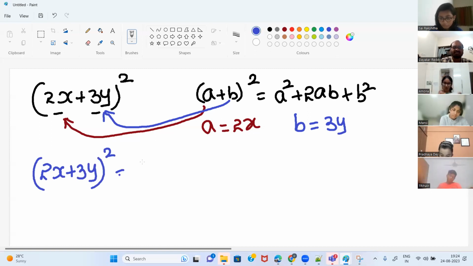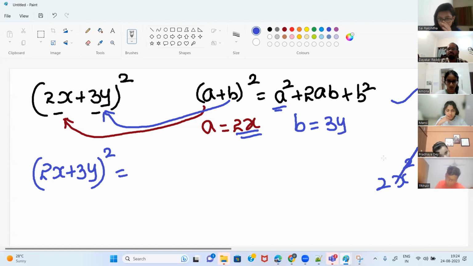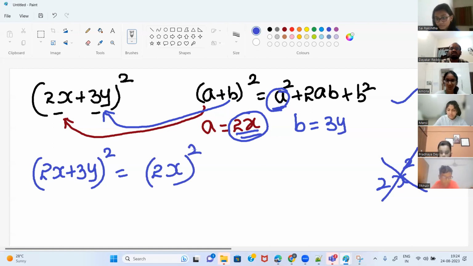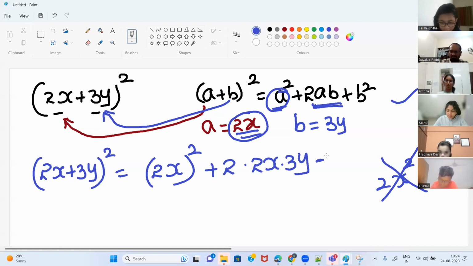Now, 2x plus 3y whole square. What is the identity? We decided that a plus b whole square is a square plus 2ab plus b square. A square means what is a here? 2x. People will write like this, 2x square. This is absolutely wrong. Square is for whom? A. What is A here? 2x. That means it will become 2x whole square, plus 2ab, 2 into 2x into 3y, plus b whole square, that is 3y whole square. Is it clear? Yes or no?